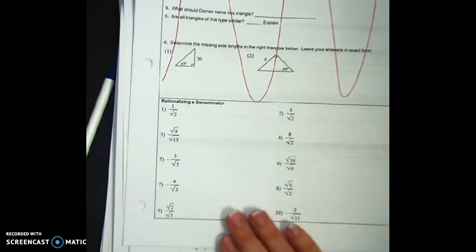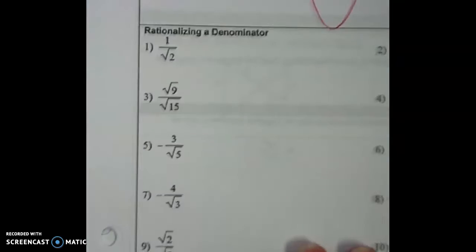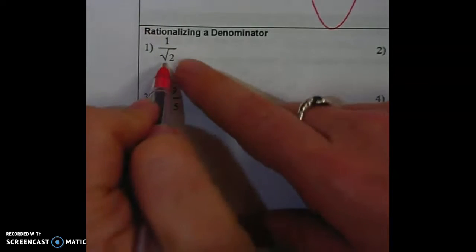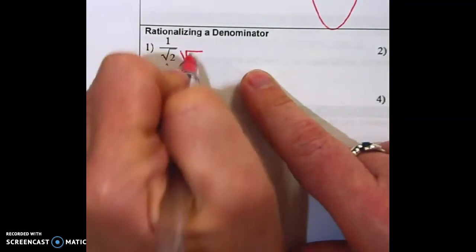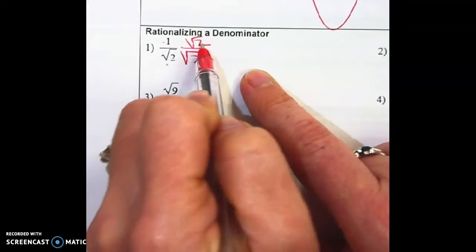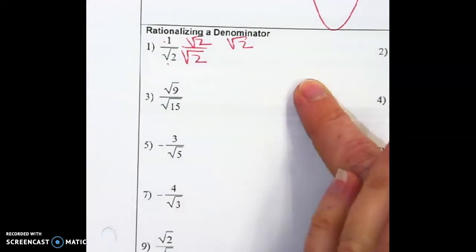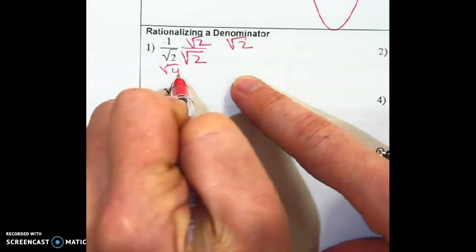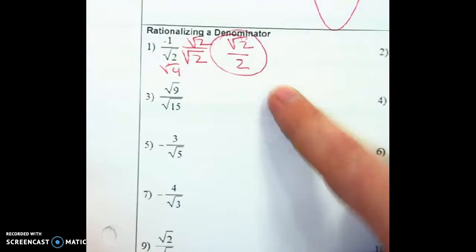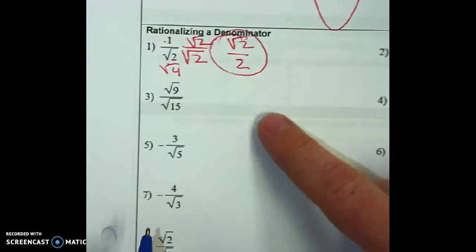Rationalizing a denominator. So here's the deal. This is a random thing, but you can't have a square root on the bottom. So anytime you have a square root on the bottom, you multiply it by itself. What's 1 times square root of 2? Square root of 2. What's the square root of 2 times the square root of 2? The square root of 4, which is 2. That's all you're doing, okay?